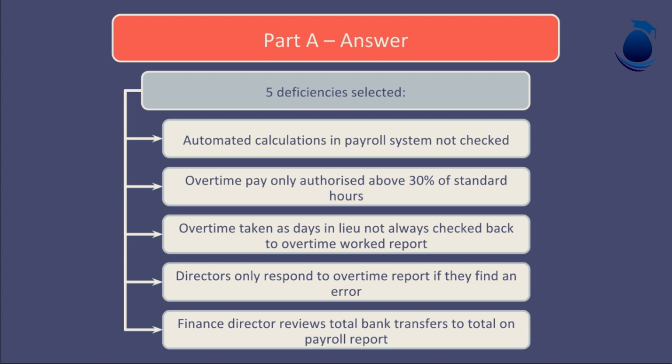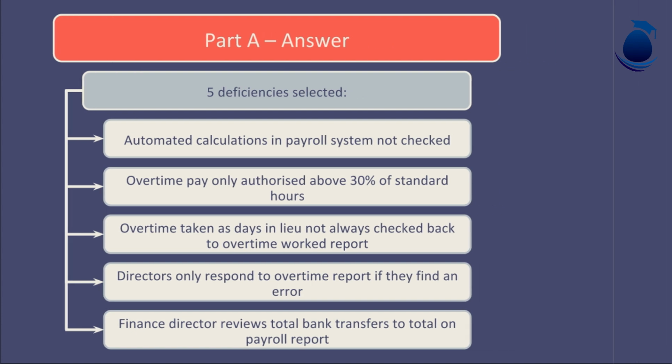As these have been identified from the scenario, the next step is to explain why they are a deficiency and suggest a control to improve the system. Once we have this in place, then we could design a test of control that will assess the recommended control.